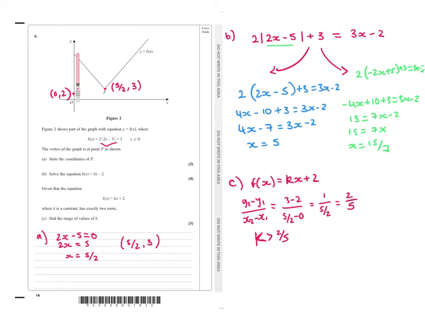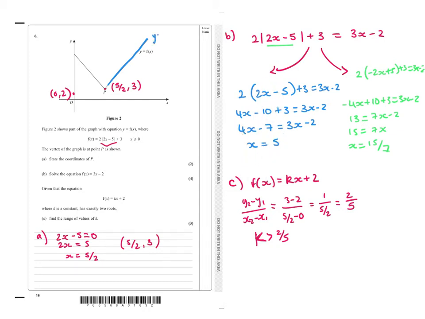The same with this line, but this line is going to give us a negative gradient. We've always said the gradient has to be greater than 2 over 5 anyway, so we can reject that line. So it needs to be greater than this, so it's not parallel. Okay, so we need to find the gradient of this blue line here, which we know, because we worked it out earlier, if we take the positive, it's 4x minus 7.